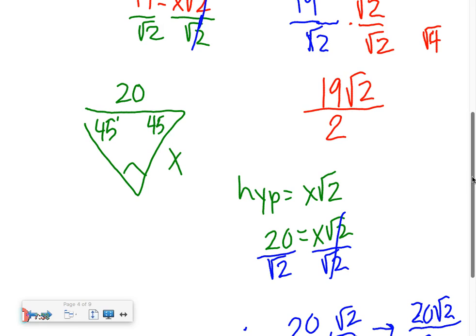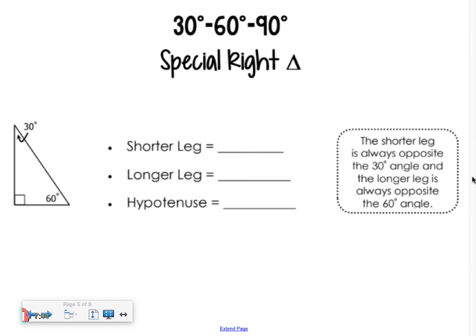Okay, so that's the gist of 45-45-90. Let's switch gears and do 30-60-90.